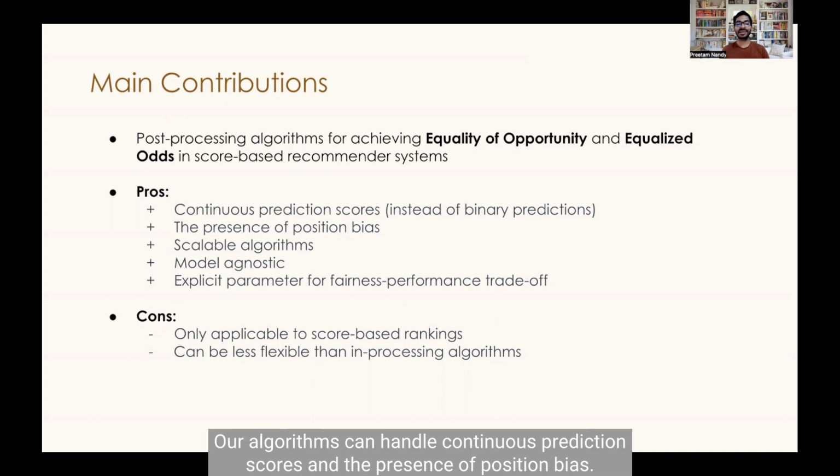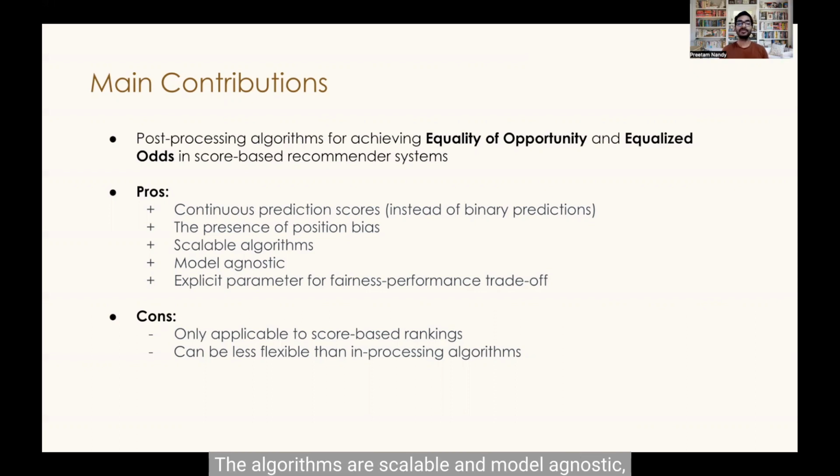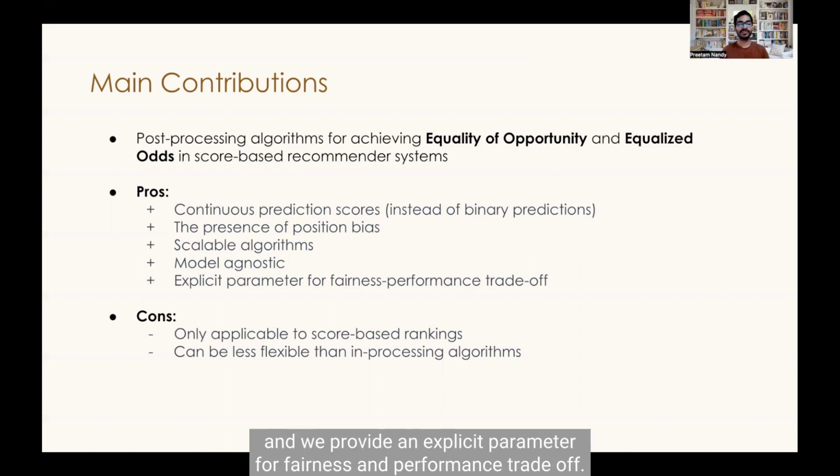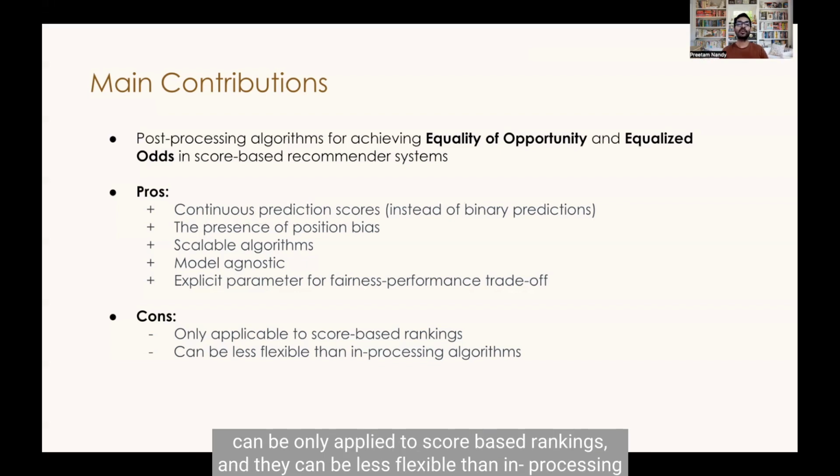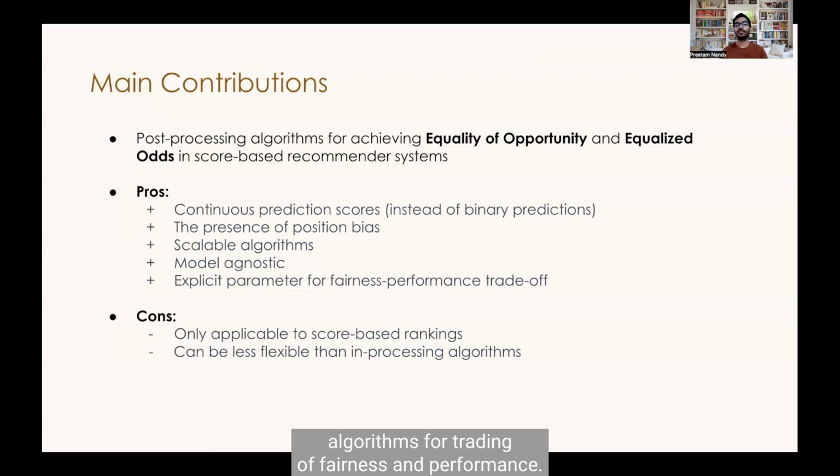Our algorithms can handle continuous prediction scores and the presence of position bias. The algorithms are scalable and model agnostic, and we provide an explicit parameter for fairness and performance trade-off. The main drawbacks of our algorithms are that they can only be applied to score-based rankings, and they can be less flexible than in-processing algorithms for trading off fairness and performance.